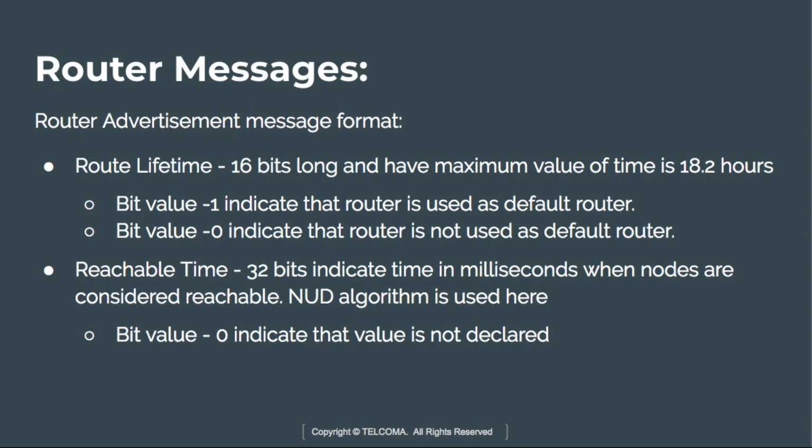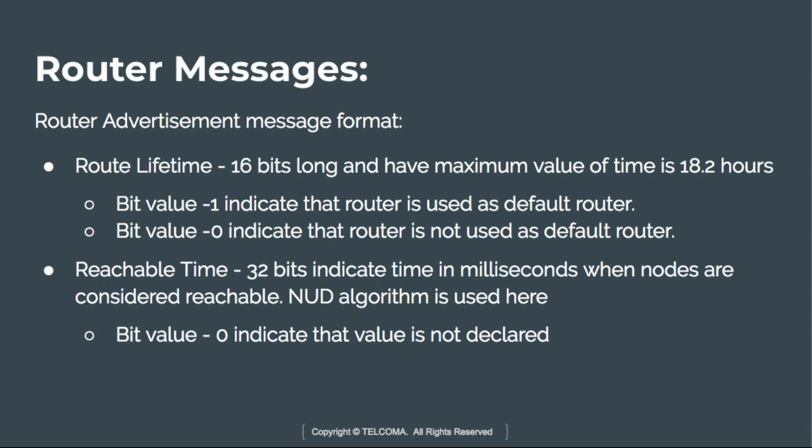Then there is a field named router lifetime. This is of 16 bits long and it has the maximum value of time, that is 18.2 hours. So if a value greater than 0 is added here, that will indicate that the router is used as a default router, and if it is 0, it will indicate that the router is not used as a default router. We have configured the router with this value. Then is the reachable time.